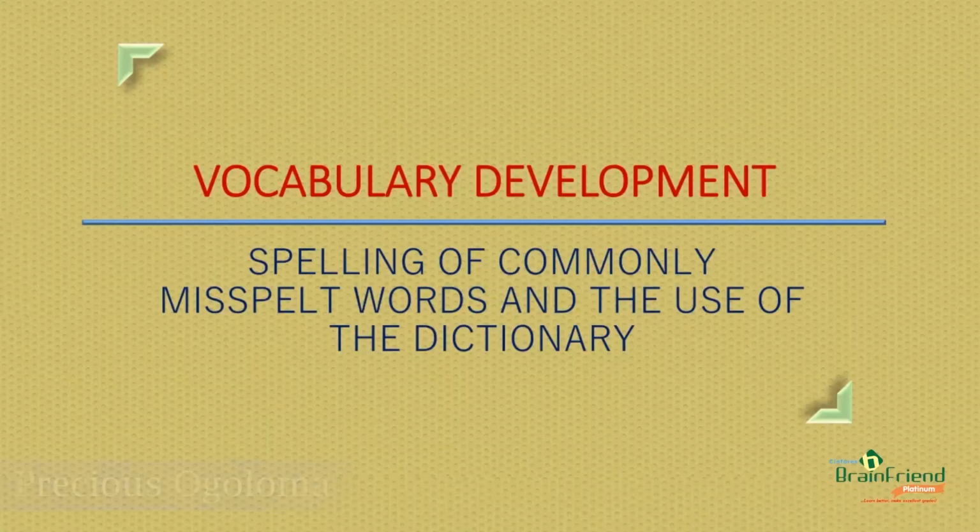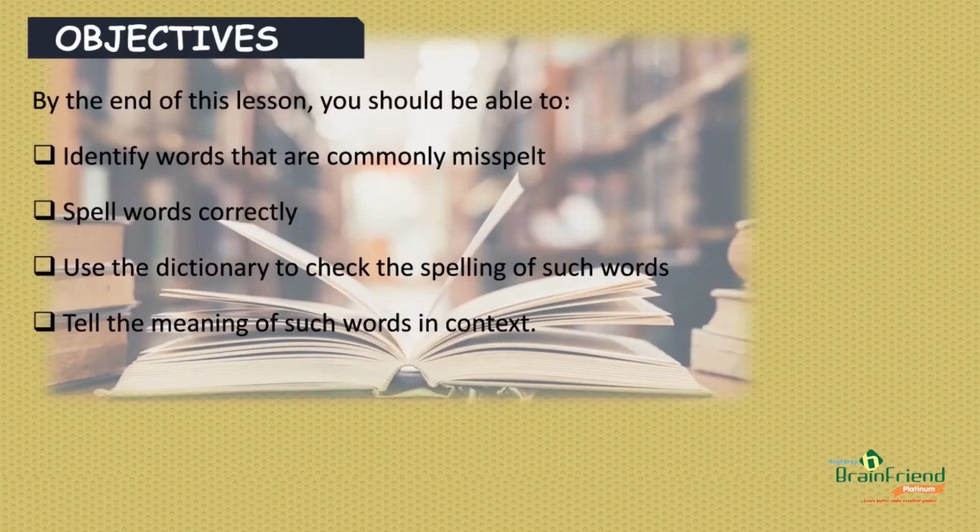Our theme for today is vocabulary development, and our topic is spelling of commonly misspelt words and the use of the dictionary. By the end of this lesson, you should be able to identify words that are commonly misspelt, spell words correctly, use the dictionary to check spelling of such words, and lastly, tell the meaning of such words in context.